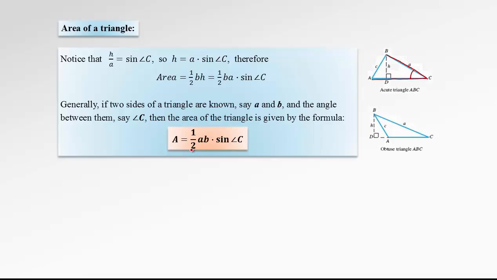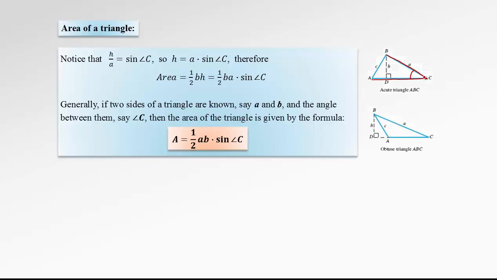The formula for this area turns out to be 1/2 of the product of the two sides, A times B, times the sine of the enclosed angle between the two sides, in this case angle C. How do we know that this formula really gives us the area of a triangle? Well, let's look at the proof of it. Suppose h is the height of our triangle dropped from the vertex B and meeting the side b at the point D, either in this triangle or in that triangle, it doesn't really matter.